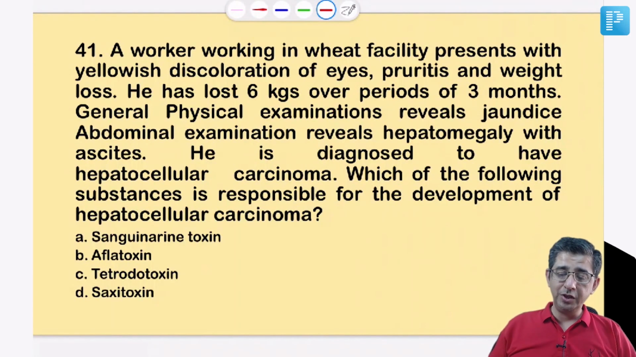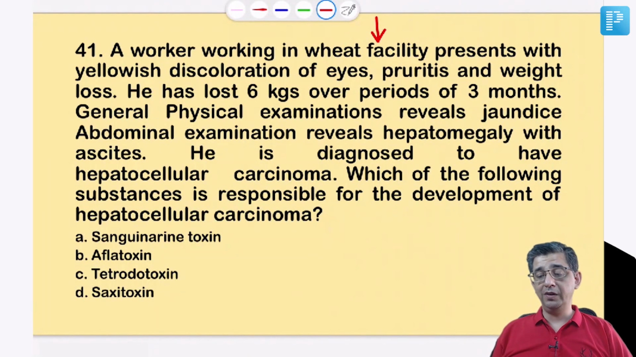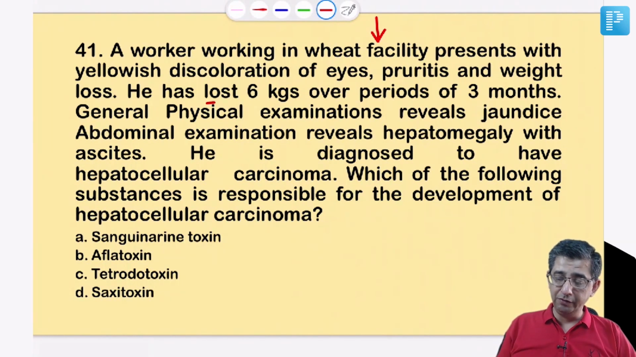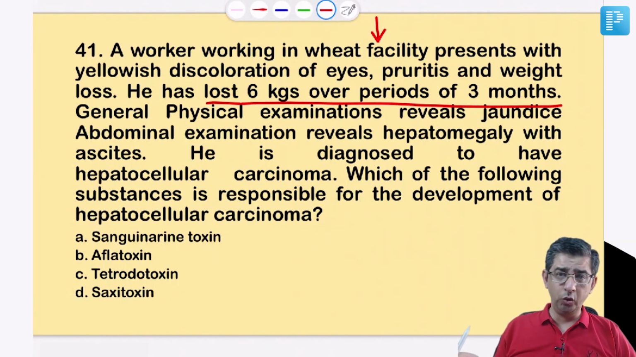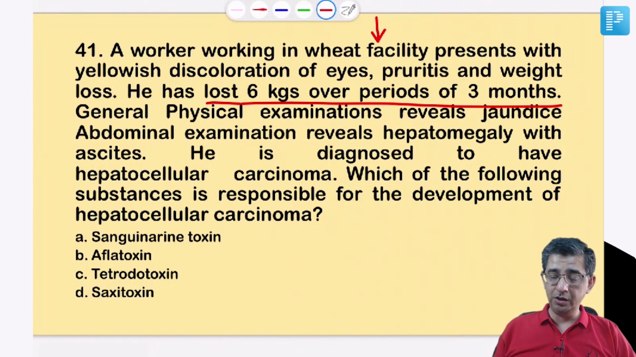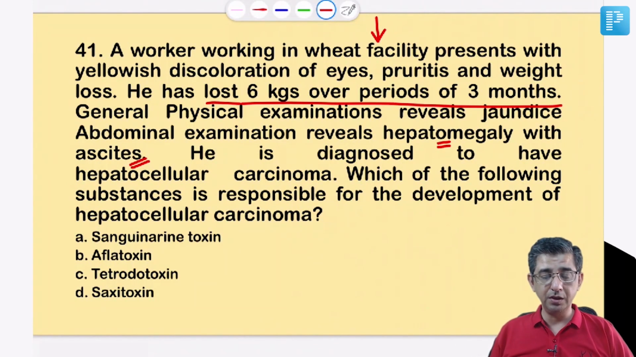Question 41 talks about a person in a wheat facility having yellowish discoloration of eyes, pruritus, and weight loss. So there's definitely liver involvement, because he's talking about jaundice. Most importantly, the person is having significant weight loss. The moment you read about that, you know you're talking about a liver malignancy. He's himself telling you the person is having hepatomegaly with ascites. Ascites usually develops with cancers.